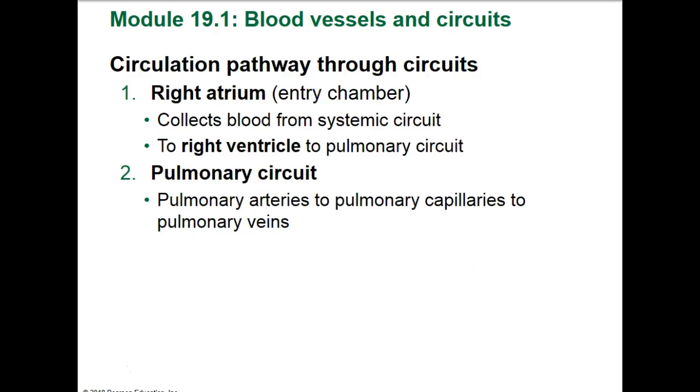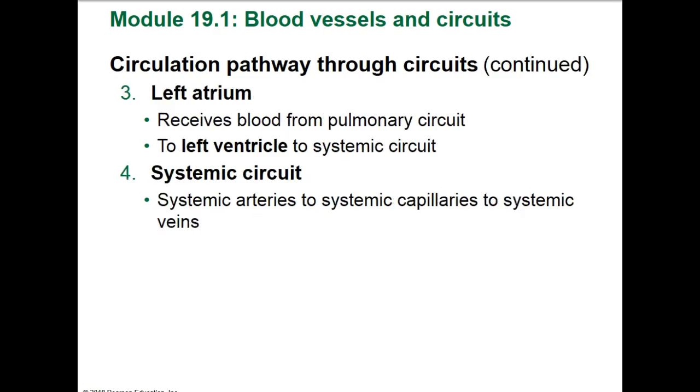Okay, the circulation pathway through the circuits. We have the right atrium, which is the entry chamber of blood into the heart. It collects blood from the systemic circuit, and it goes to the right ventricle, and then to the pulmonary circuit. Hopefully you remember this. And then the pulmonary circuit, we have the pulmonary arteries that are leaving the heart, and they go to pulmonary capillaries and to, of course, the lungs, and then pulmonary veins come out of the lungs. And they will come back into the heart.